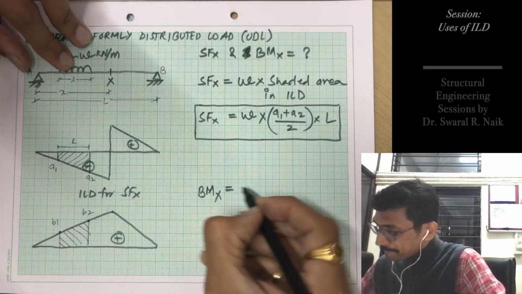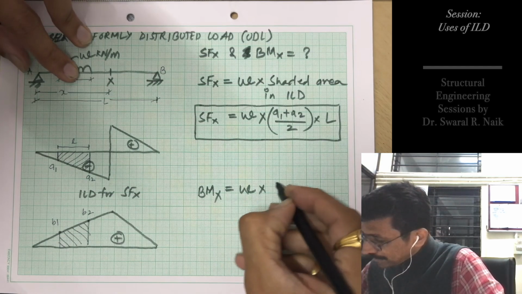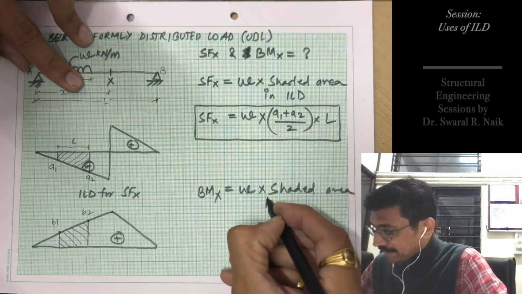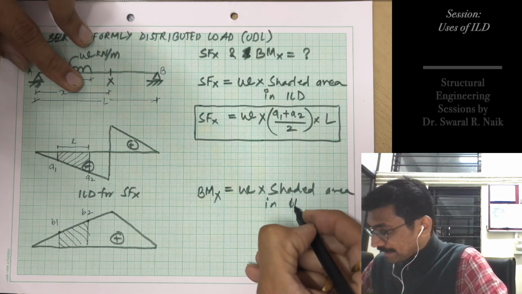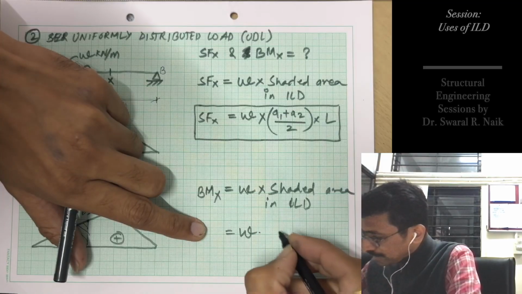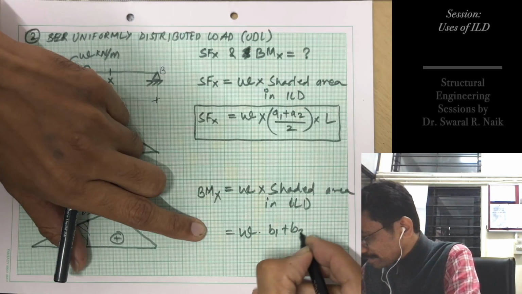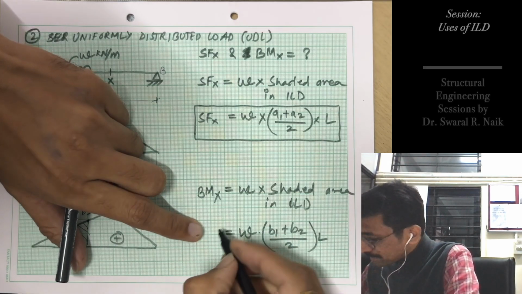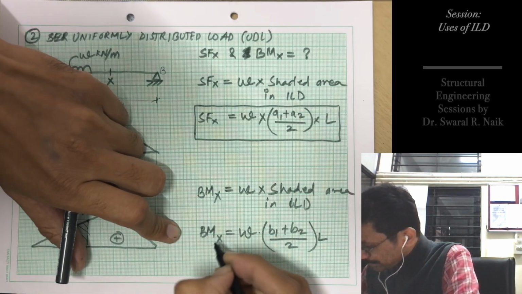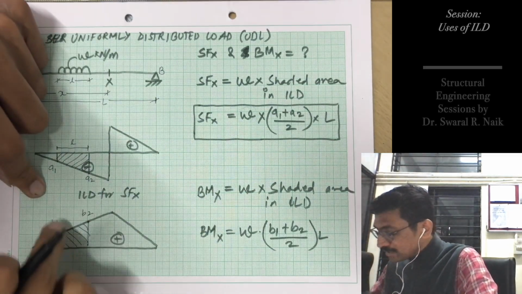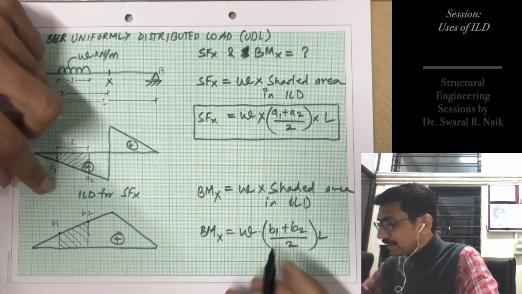So this is W into the shaded area in ILD, that is nothing but W into B1 plus B2 by 2 into L. So this is the area of trapezoid, which is nothing but the average of these two values multiplied by the length.